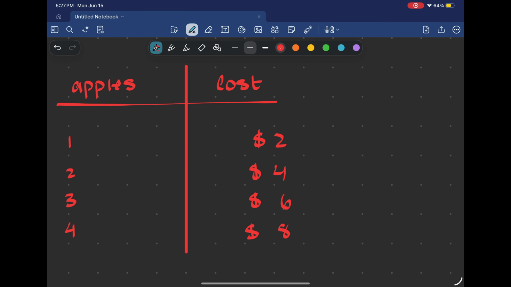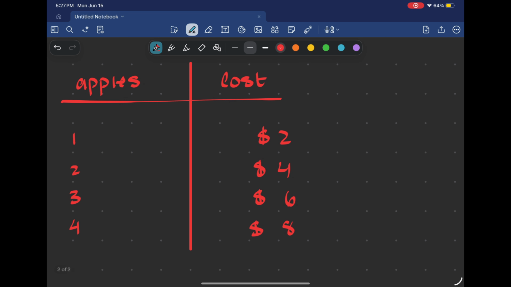Now, we also need to see the application of variables in real life. Let's see this chart that has been given. It says that 1 apple is equal to $2, 2 apples is equal to $4, 3 apples is equal to $6, and so on. Instead of writing a chart with lots of different calculations, let's just write one rule.